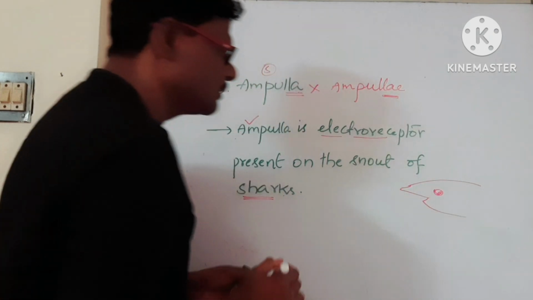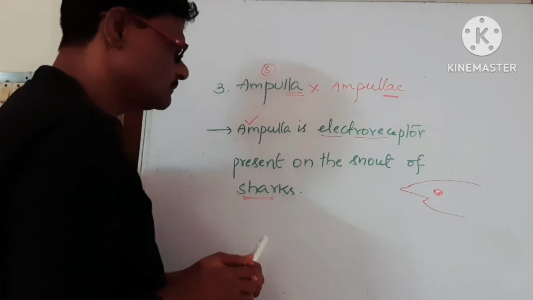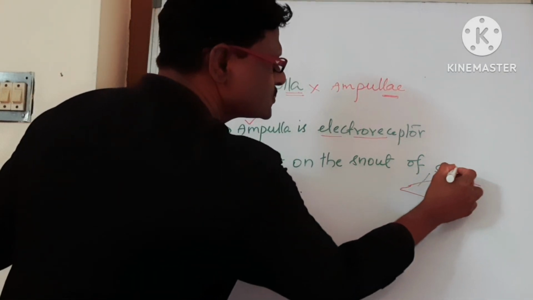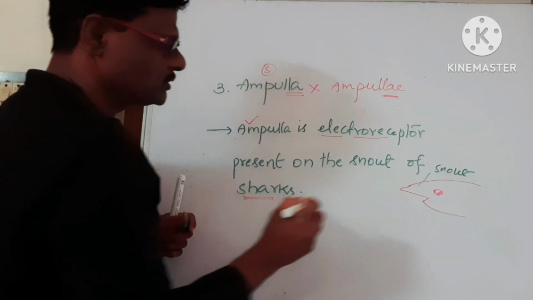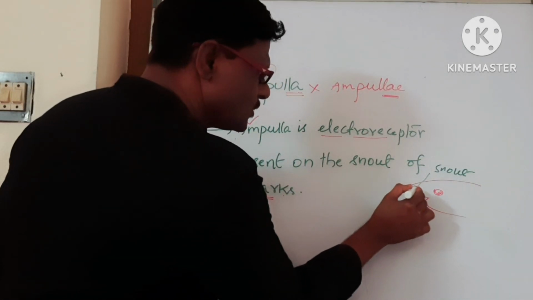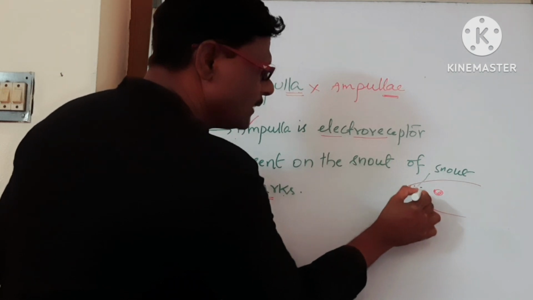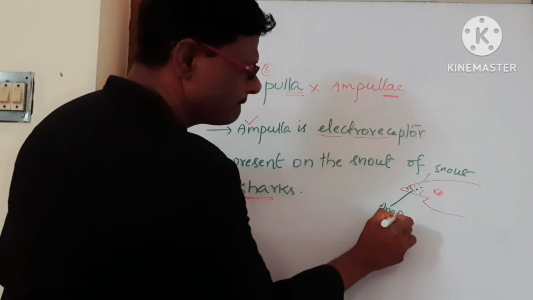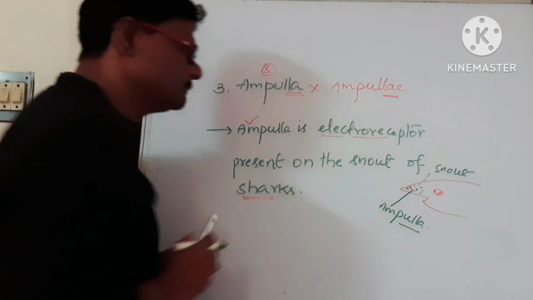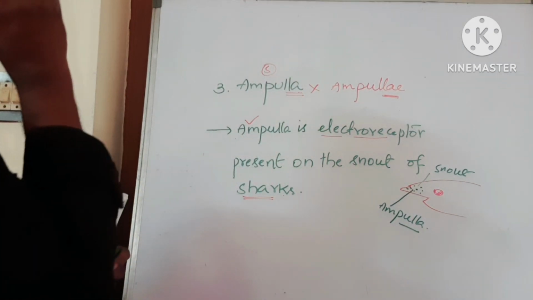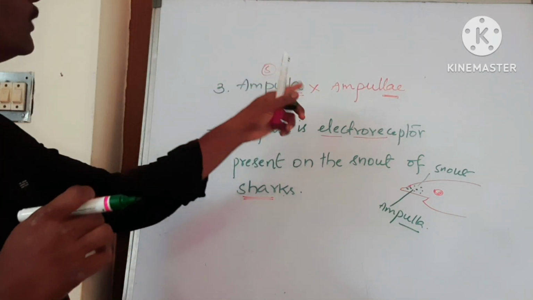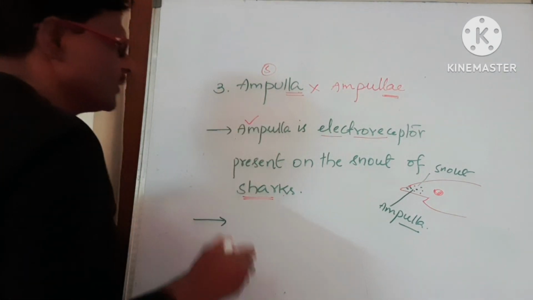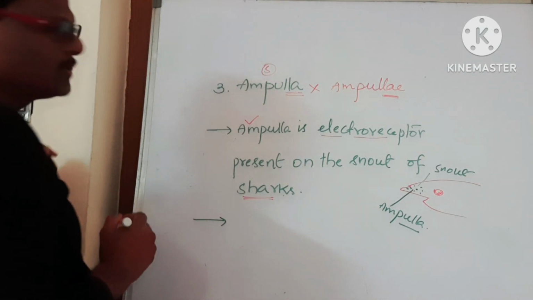So this ampulla is present in the snout of sharks. Think this is a shark, right? This one is the snout region. Snout, S-N-O-U-T. On that are the openings of the ampulla of Lorenzini. So this one is the ampulla. Right? So do you want to write the irregular plural? So ampullae. Tell me the sentence. Follow the same. Ampulla is an electroreceptor present on the snout of sharks.